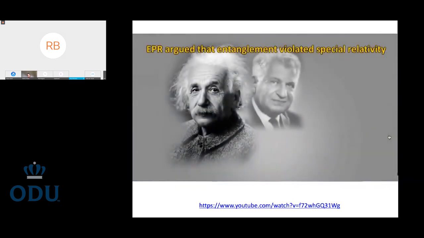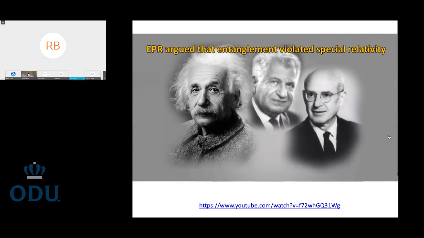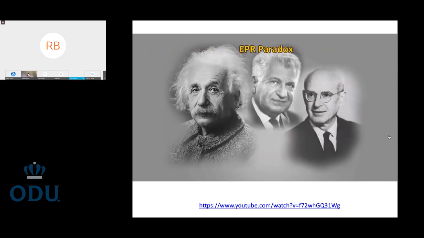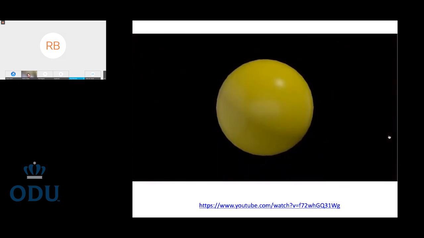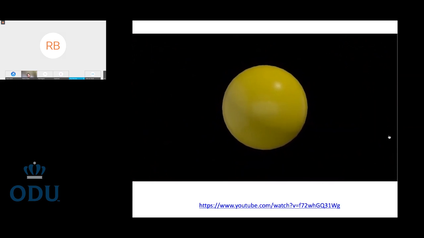EPR argued that since nothing can travel faster than light according to the rules of special relativity, this should invalidate the Copenhagen interpretation. This theorized violation is the EPR paradox. EPR proposed instead that there is likely another theory which would show that the two entangled photons were in cahoots from the very beginning, that their states were predetermined from their creation.